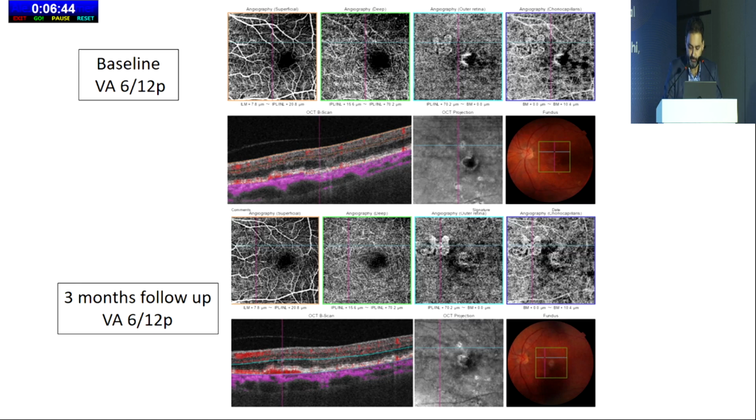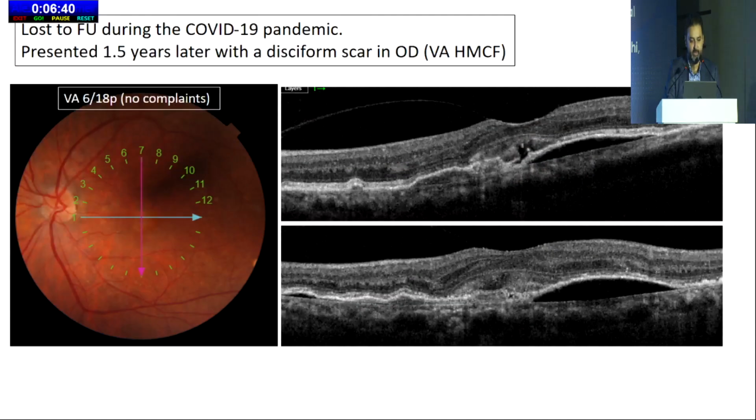So what do you do? Well, we chose to observe. We discussed with the patient, smart guy. Unfortunately, COVID hit all of us. He came a year and a half later, and smart, I'd actually trust him on this. He had no complaints till this point in time. Even at this visit, although he had lost one line, he was not complaining.